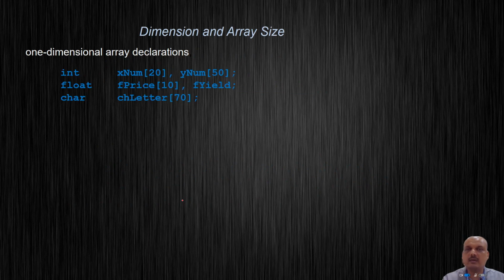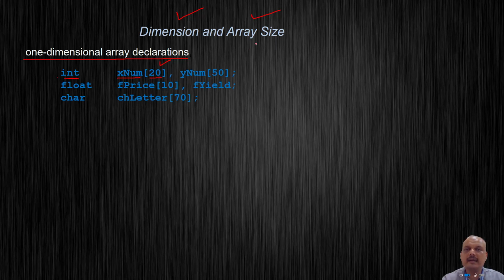Next comes the dimension and size of an array. These are two parameters that you will be referring to more often when you are into C programming. One can have a one-dimensional array. What is dimension? Dimension is the number of indices associated with the array. Say, for example, here I have an array called xnum of type integer, and how many indices are there? There is just one index.